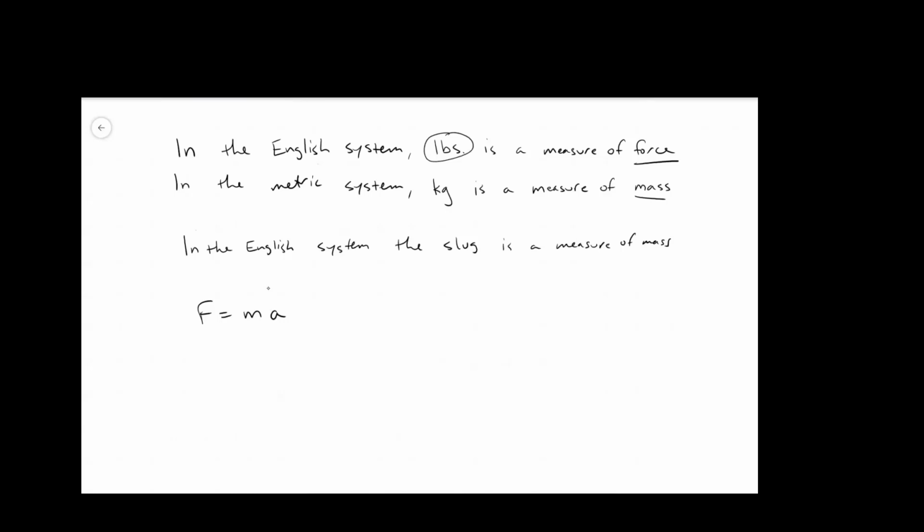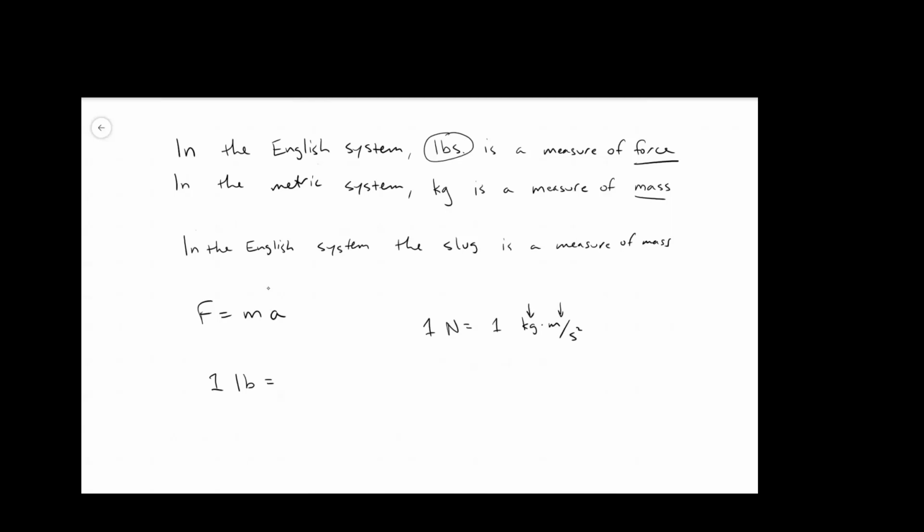In fact, what is a pound then? What would 1 pound actually be? Let's see. In the metric system, 1 newton is 1 kilogram meter per second squared, right? So it's a mass times an acceleration, right?